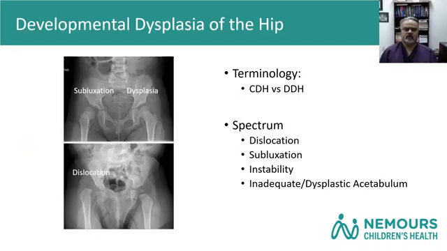As we know, developmental dysplasia of the hip is a spectrum which includes everything from acetabular dysplasia, as you can see in the top picture, to subluxation to a frank dislocation. There's also instability, which is a dynamic phenomenon which we may not necessarily appreciate on radiographs, but can see on dynamic investigations such as an ultrasound.